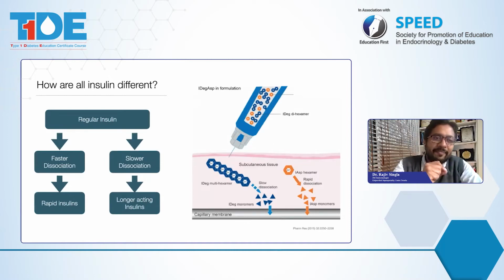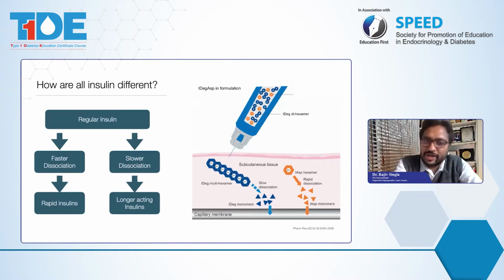While there were other insulins which were made to release or travel from subcutaneous tissue into the blood very, very fast. So they have a faster dissociation, versus the slower dissociation. The rate of travel from subcutaneous tissue to blood is increased, and the more it is increased, the more it resembles a basal secretion. The faster it is dissociated, the faster is the rise in the blood.